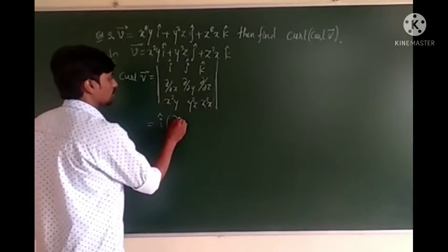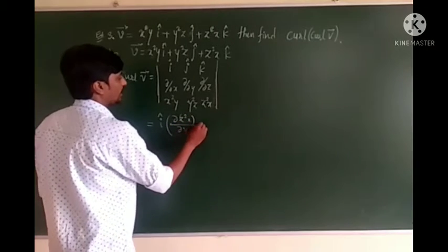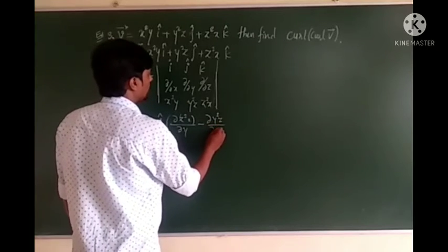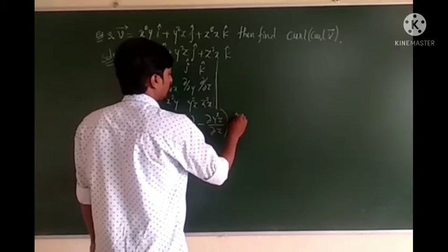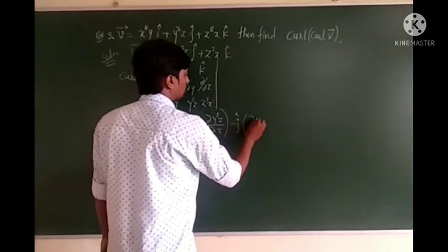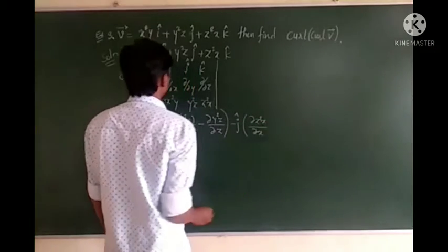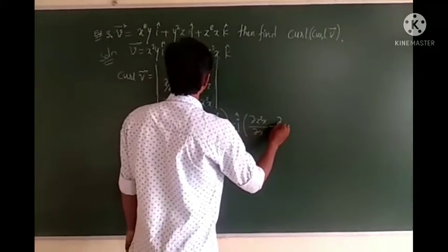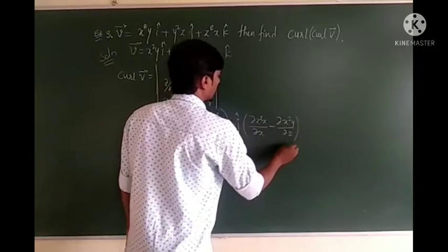So here it becomes ∂(z square x) divided by ∂y minus ∂(y square z) divided by ∂z. Next we have minus j into bracket: ∂(z square x) divided by ∂x, minus ∂(x square y) divided by ∂z.